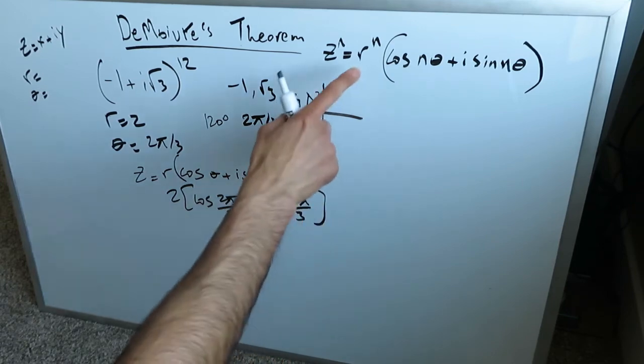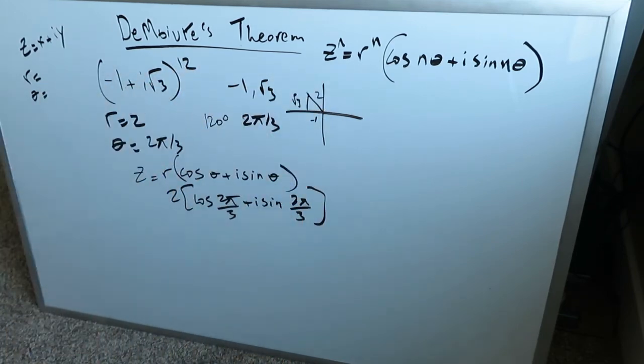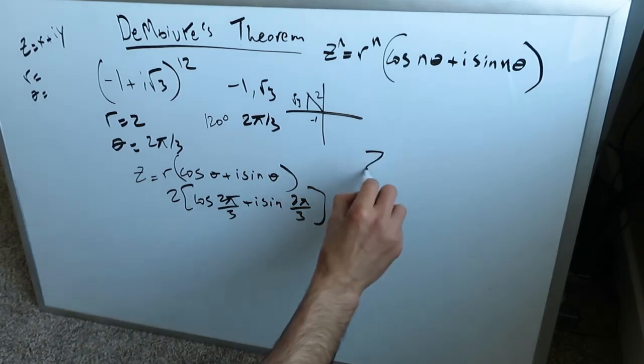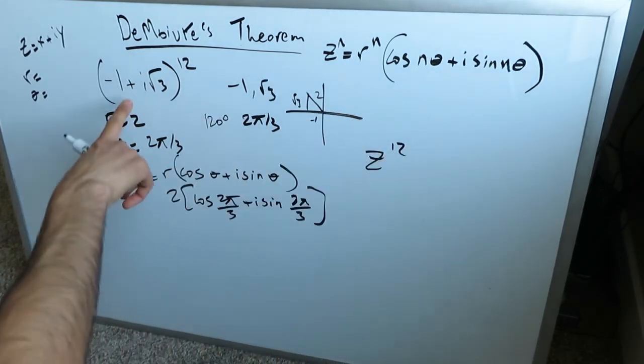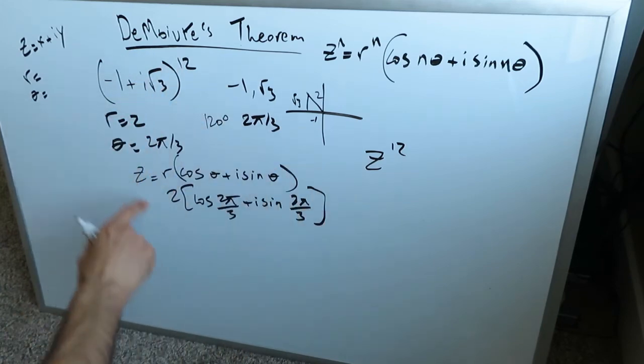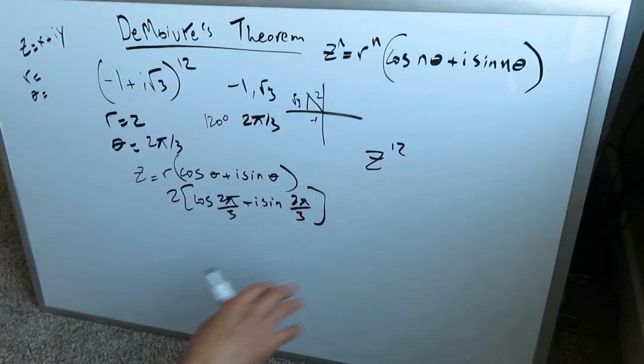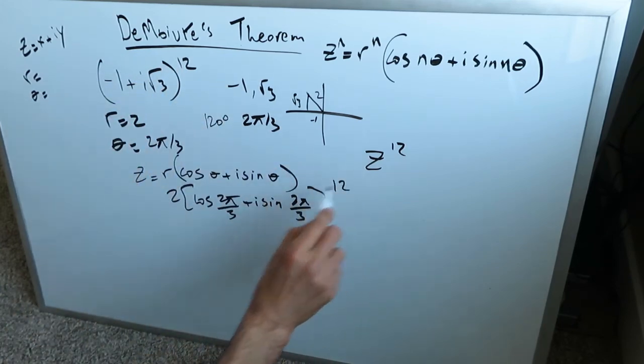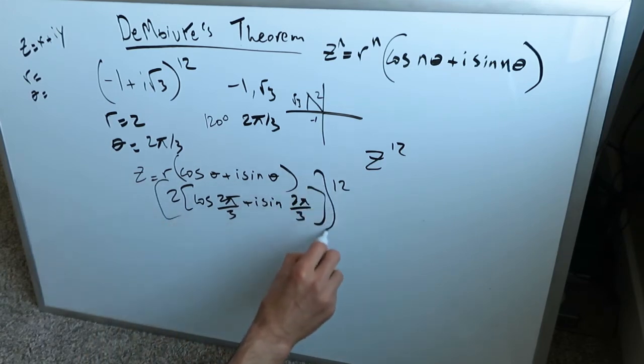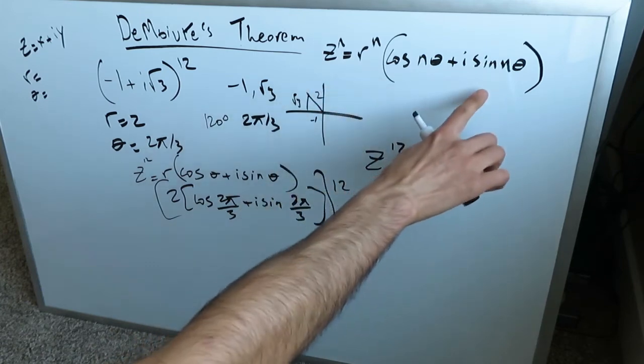Now the question was, find this to the power of 12. So we're basically saying, what's z to the power of 12? What's this complex number to the power of 12? Which is the same thing as saying, what's this polar form to the power of 12? All of this to the power of 12, meaning z to the power of 12. So that's the process we have to use over here with this theorem.